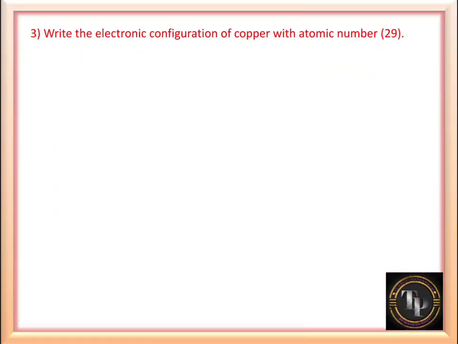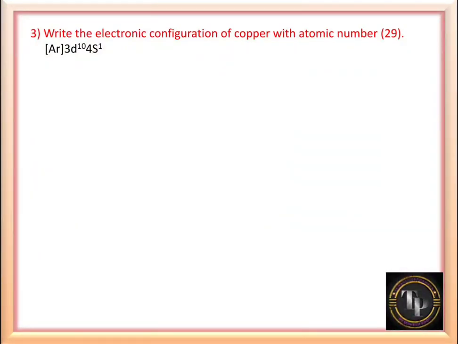Write the electronic configuration of copper with atomic number 29. So many times they have asked this question, guys, in annual examination in different districts. These questions are very much important, not only for Belagavi district, but also for all the districts in Karnataka state, right? So let us discuss. Copper atomic number is 29. So you can take argon.